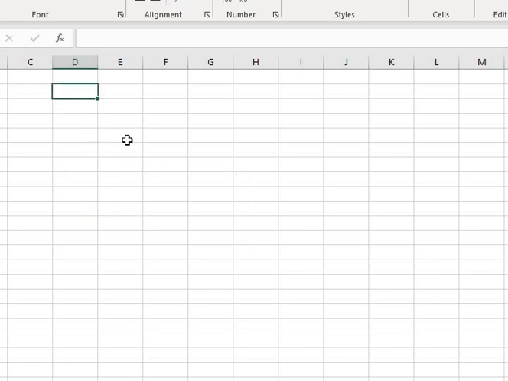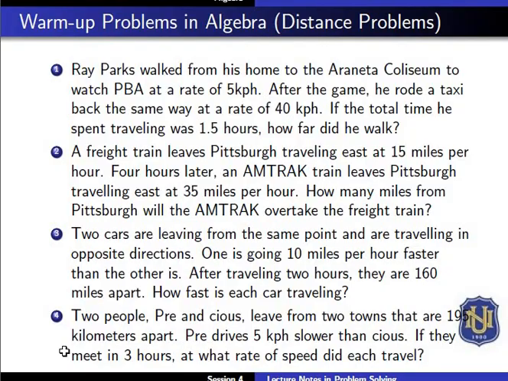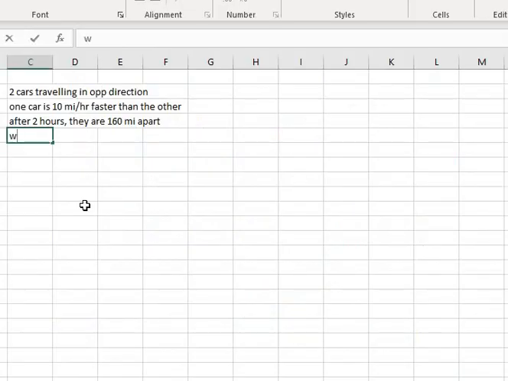So we have two cars. What we know is that we have two cars traveling in opposite directions. One car is 10 miles per hour faster than the other, and after 2 hours, they are 160 miles apart. And the question is, how fast is each car traveling? That's our problem.